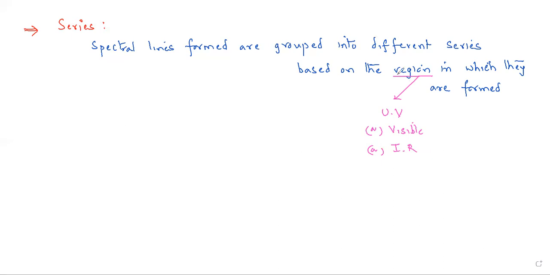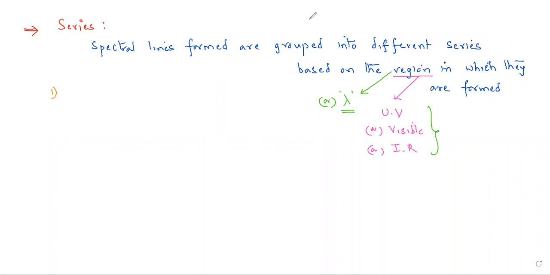You can also say based on the wavelength. When you say wavelength, it can be based on energy, frequency, or wave number, it can be anything. But they are grouped into different series. I've got 6 such series. Let me tell you what they are.